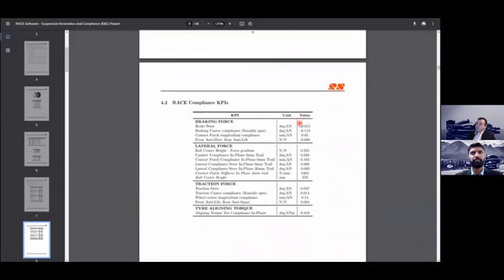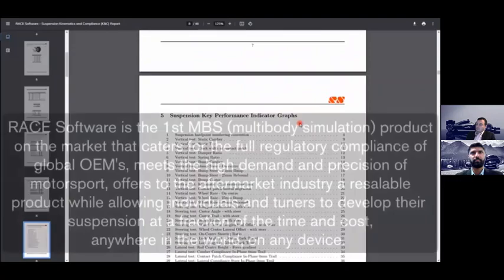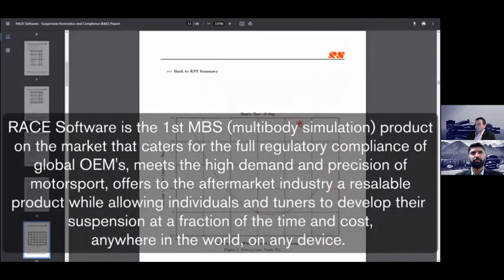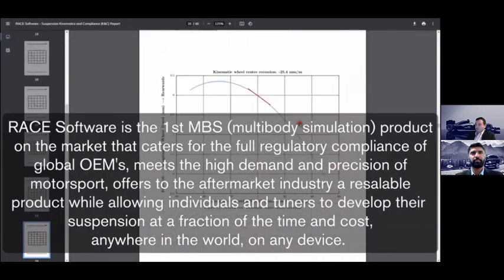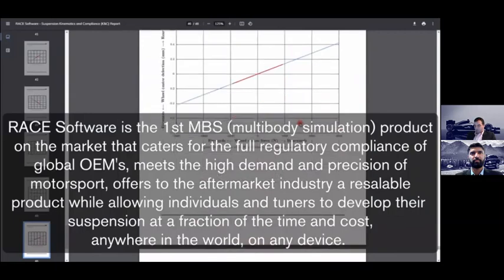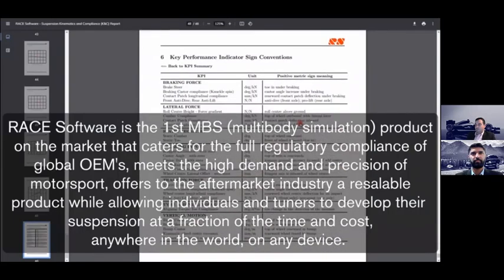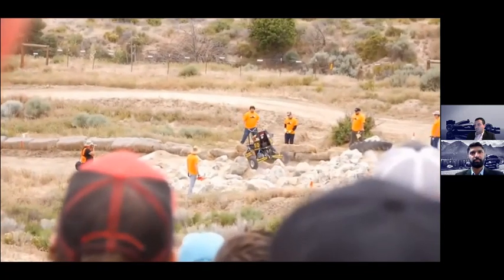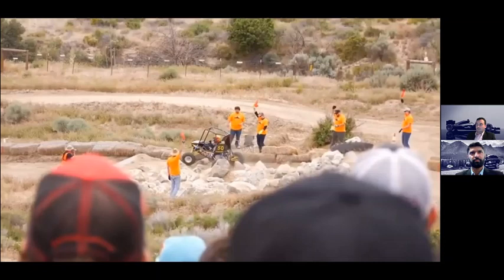RACE software is the first MBS, multi-body simulation product on the market that caters for the full regulatory compliance of global OEMs, meets the high demand and precision of motorsport, offers the aftermarket industry a resellable product, while allowing individuals and tuners to develop their suspension at a fraction of the time and cost anywhere in the world on any device.